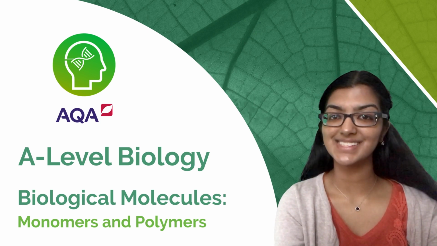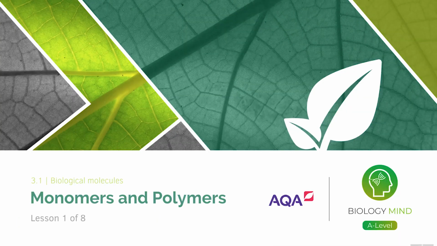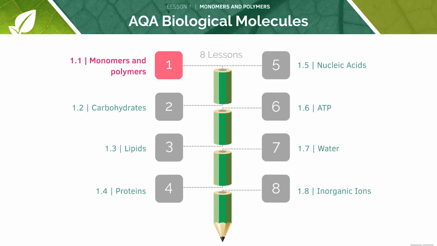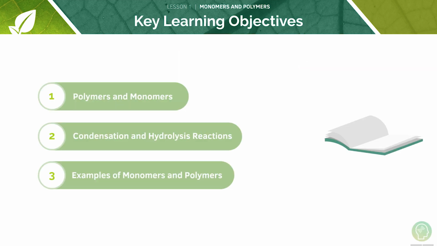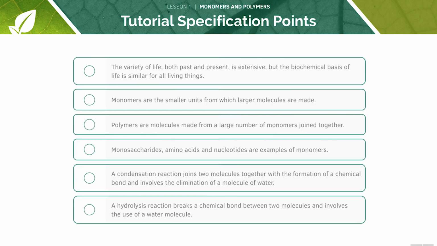So, let's get started. Welcome to lesson 1 of 8 in this tutorial, covering monomers and polymers. This is our first video in our series of 8 lessons on the topic of biological molecules. Here are the key learning objectives for today's lesson. We will look at polymers and monomers with some examples, and we will also cover 2 important reactions. Here are the AQA specification points for today's lesson. Feel free to pause the video now and read through them before we begin.